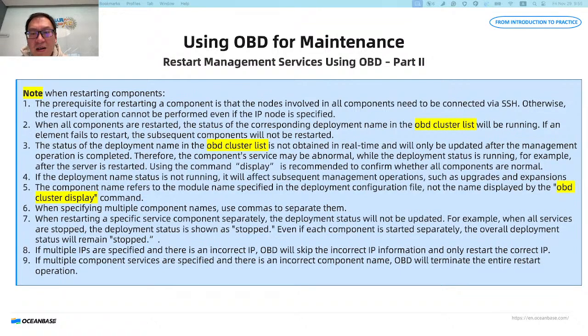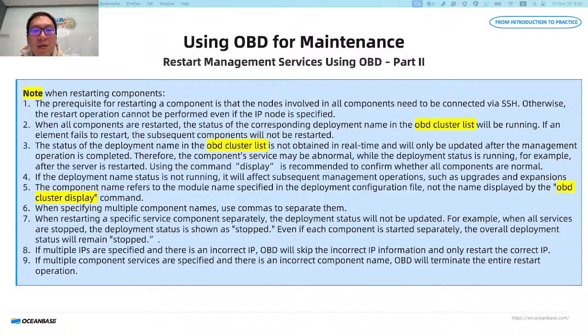Third, the status of the deployment name in the OBD cluster is not obtained in real time and will only be updated after the management operation is completed. Fourth, if the deployment name status is not running, it will affect subsequent management operations, such as upgrades and expansions. Next, the component name refers to the module name specified in the deployment configuration file, not the name displayed by the OBD cluster display command.